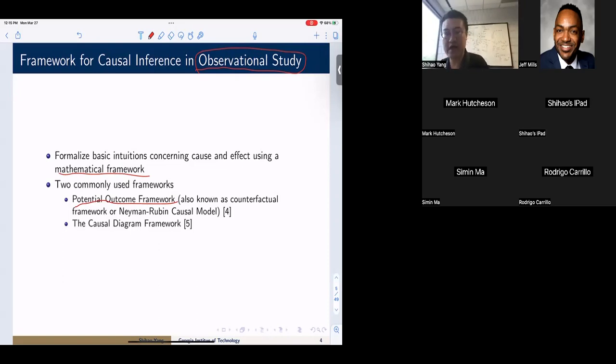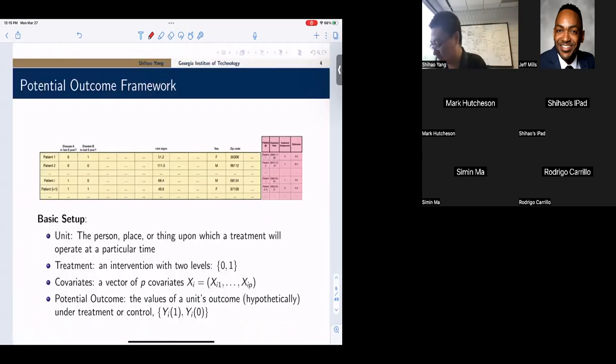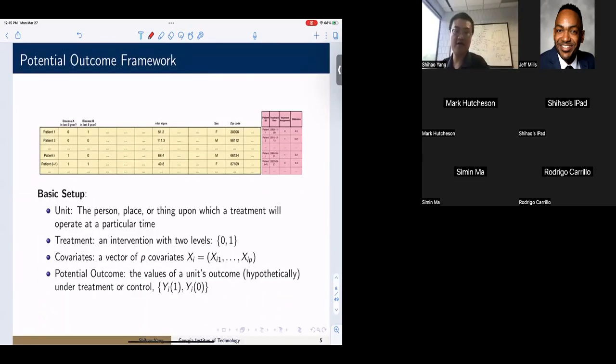The two really have their own advantages and disadvantages. But because we are right now looking at medical data, and the vast majority of causal inference in the medical domain focuses on the potential outcome framework, that will be the framework that we adopt as well. So what is the potential outcome framework?